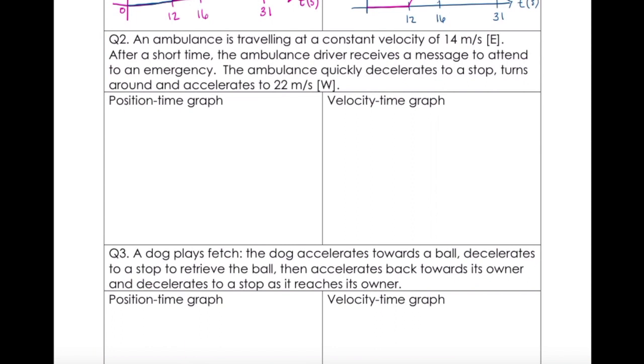For number 2, an ambulance is traveling at a constant velocity of 14 meters per second east. After a short time, the ambulance driver receives a message to attend to an emergency. The ambulance quickly decelerates to a stop, turns around, and accelerates to 22 meters per second. Okay, so they don't actually give us timestamps on this, but we'll go ahead and just kind of draw some in.